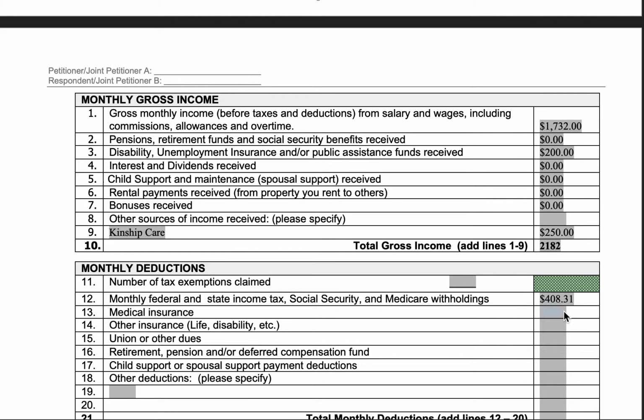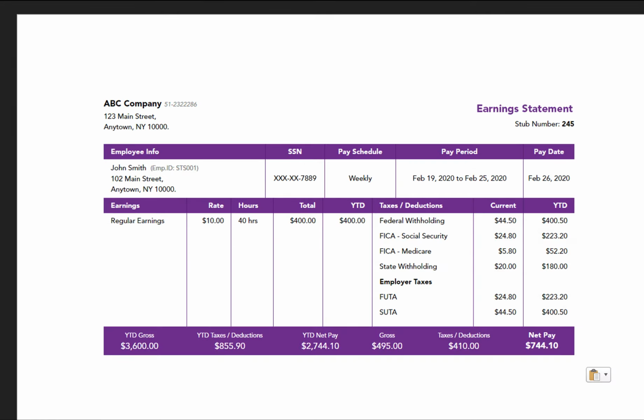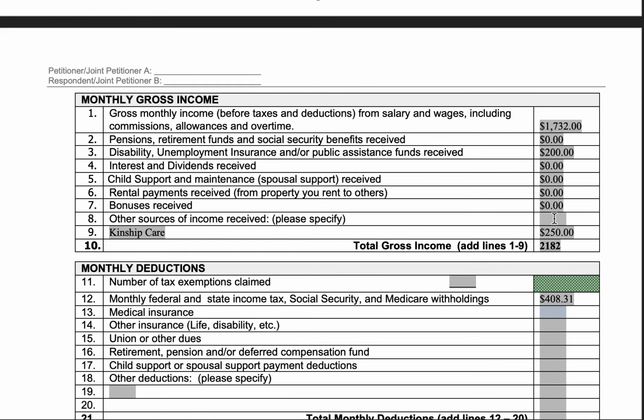So we've got there. Medical insurance is going to be if you have insurance through your job and they automatically withhold that. So you can go back to your pay stub and you can see if it lists, usually it will say something pretty obvious like health insurance or med insurance, something like that. So I don't see any here for John. So we'll go ahead and put 0.